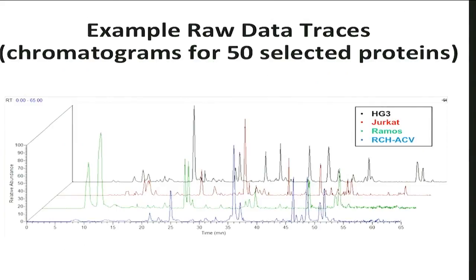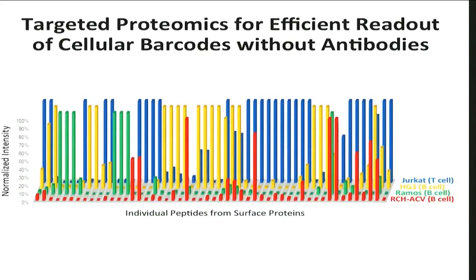So here's the raw data traces in LCMS. This is time. And you can clean that up, normalize it, and then it looks like a barcode. And each spike here for these 4 different cell types is an individual cell surface protein that you're monitoring. I'll call it semi-quantitatively. So that's part 1.